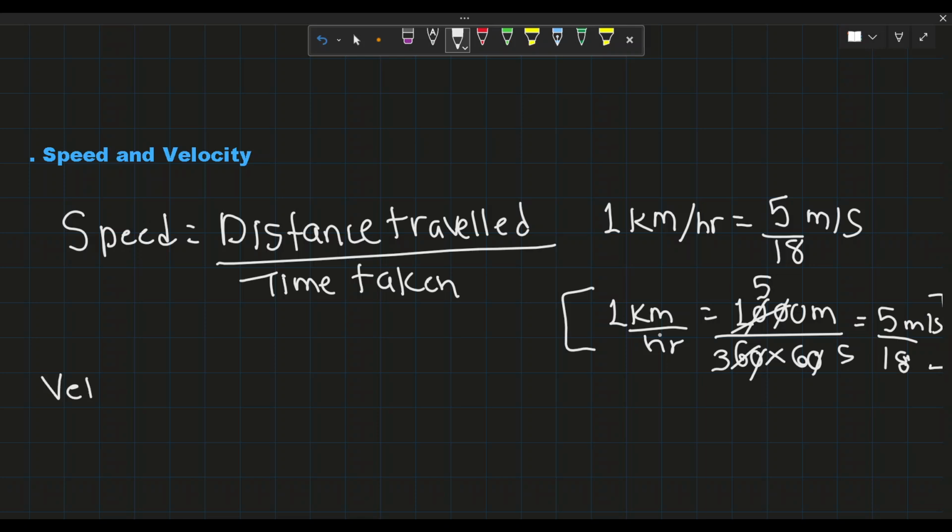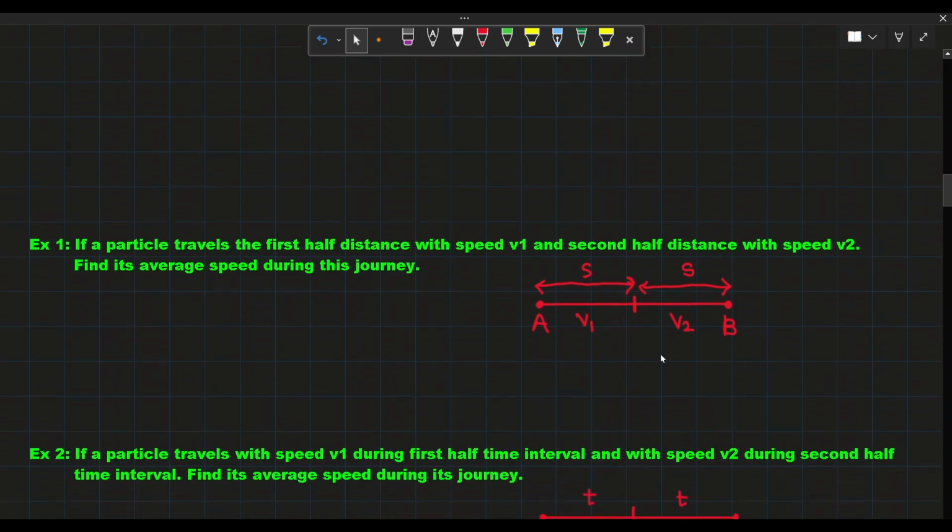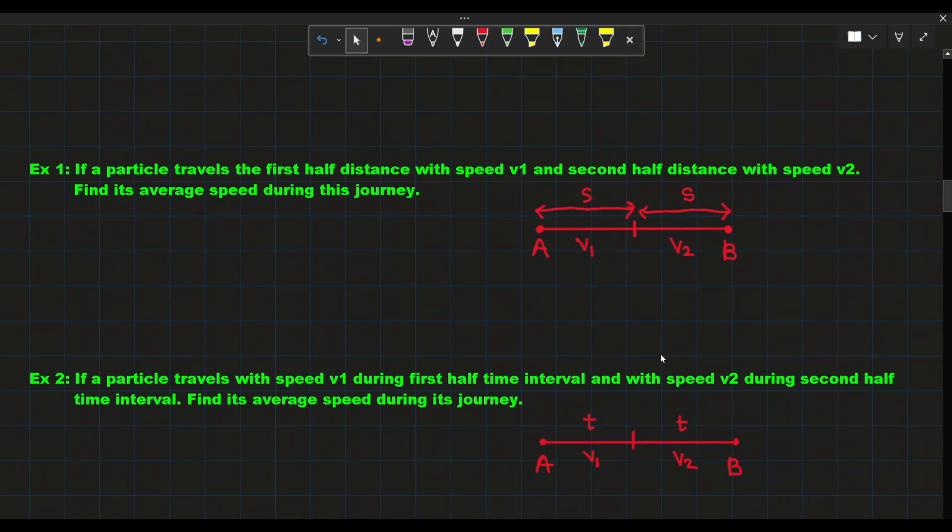And defining velocity, velocity is basically displacement upon the time taken. Okay, so there are two examples which you need to keep in mind. Example number 1, let's say they mention a particle travels the first half distance with speed v1 and the second half distance with speed v2, find its average speed during the journey. Let's consider these halves as distances s and s. So we need to find the average speed.